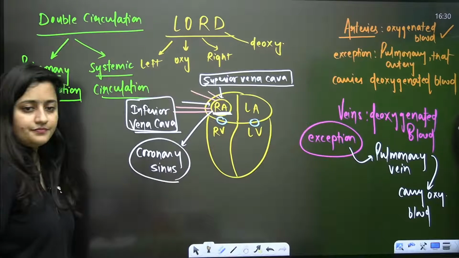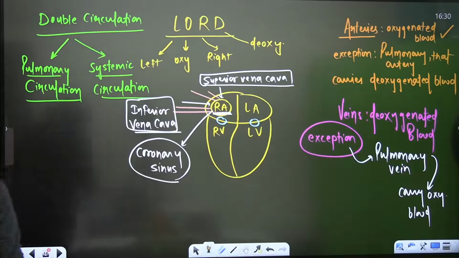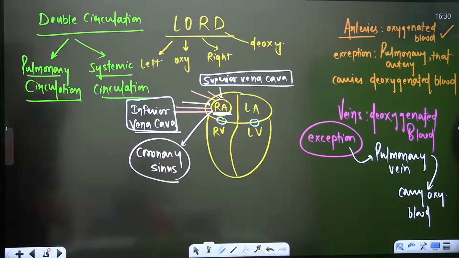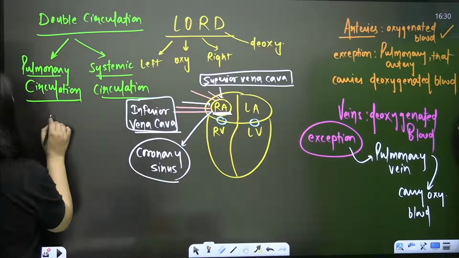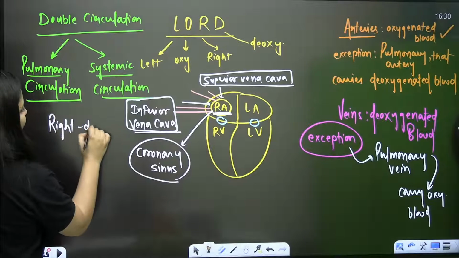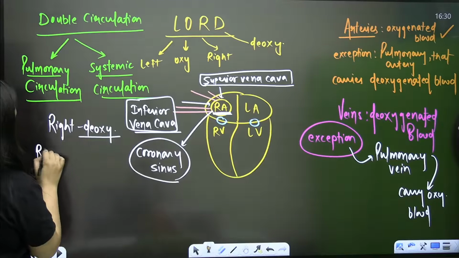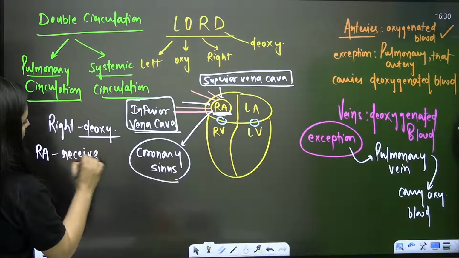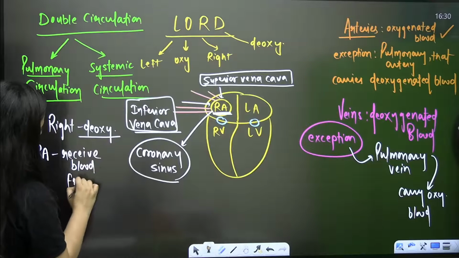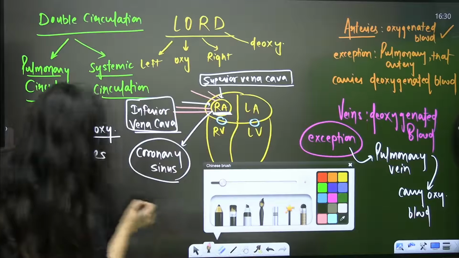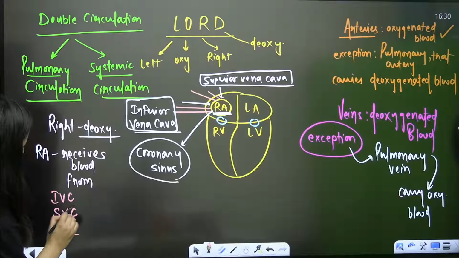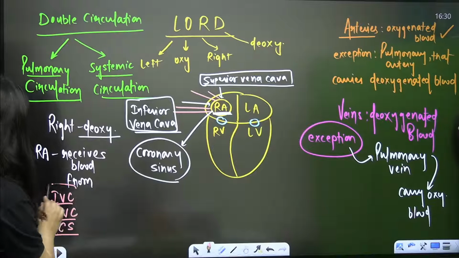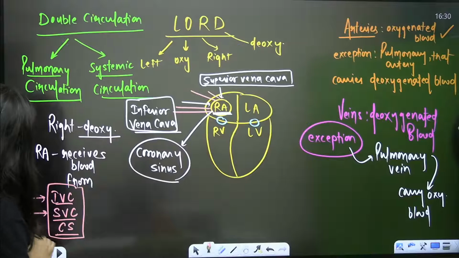Do you know about it? Yes, Trisha, Nanda, everyone here. Do you know about it? Quick, tell me. What am I saying? That because the right side is having the deoxygenated blood, the right auricle receives blood from inferior vena cava, superior vena cava, coronary sinus. Is that clear?